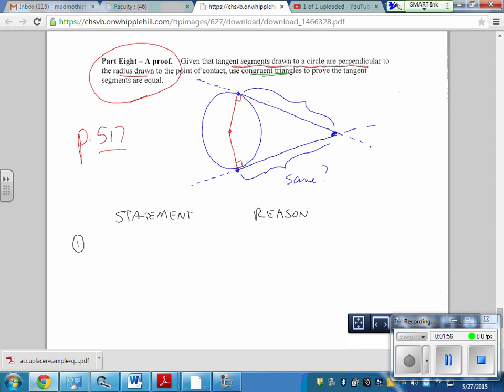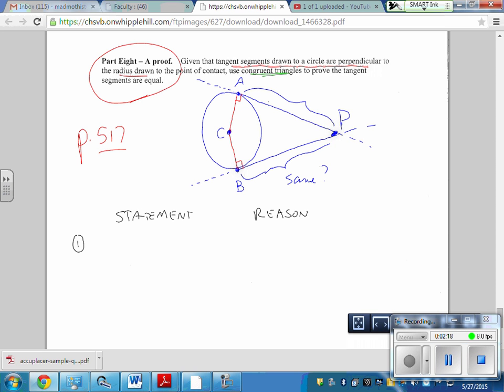Let's suppose this point out here is P, and these 2 points are A and B, and we'll use C for the center of the circle. Okay, so you have points A, B, C, A and B on the circle, C is the center, and point P, the point from which the tangent segments are drawn.